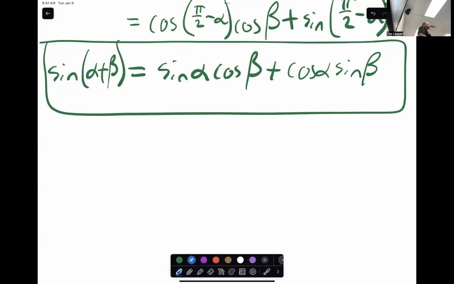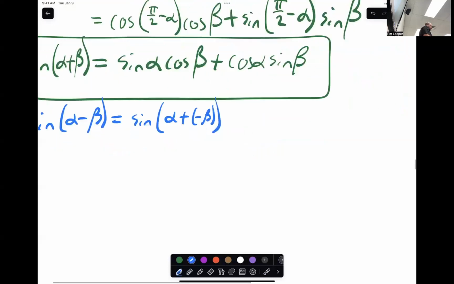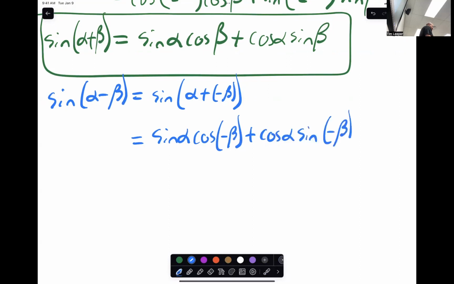Okay, so what about the sine of alpha minus beta? Well, for sine of alpha minus beta, we could actually go through the cofunction identity to do this, but I'm going to use the trick that we used yesterday in order to prove the cosine of alpha minus beta. Sine of alpha minus beta is the same thing as sine of alpha plus the negative beta, because subtraction really is just addition of a negative. That's all it is. So really, this is equal to the sine of alpha cosine of the negative beta plus cosine alpha sine of the negative beta.